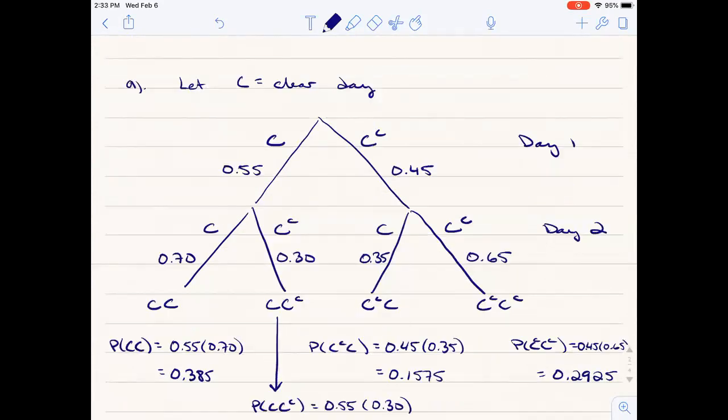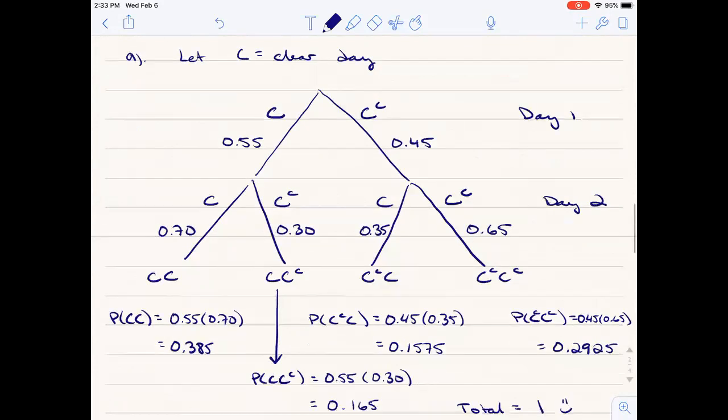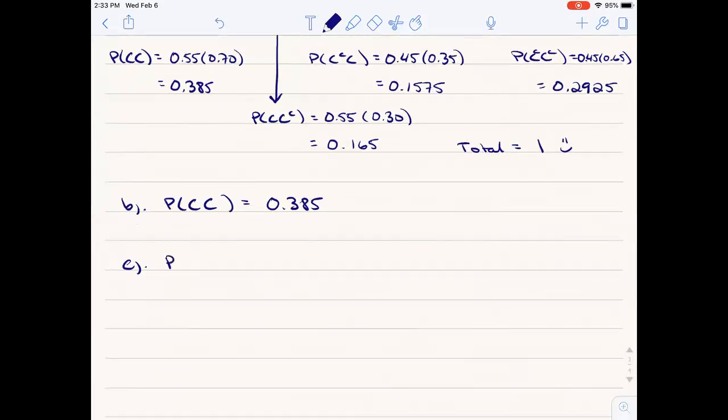Well, not clear on both of the days. The only way that can happen is the not clear and the not clear, which we know the probability is 0.2925 because we already found it. So the probability of not clear is 0.2925. And I'll make sure that the questions on the test are a little bit easier to read than that one. That one is sneaky.